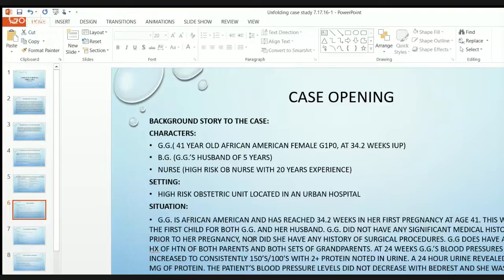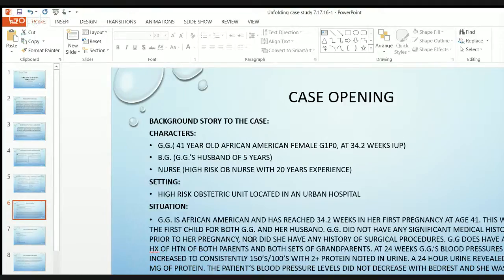The setting is going to be a high-risk obstetric unit located in an urban hospital. And here's our situation. Gigi is an African-American who has reached her 34th week of pregnancy. She's presently 34.2 weeks in her first pregnancy at age 41. This would be the first child for both Gigi and her husband.